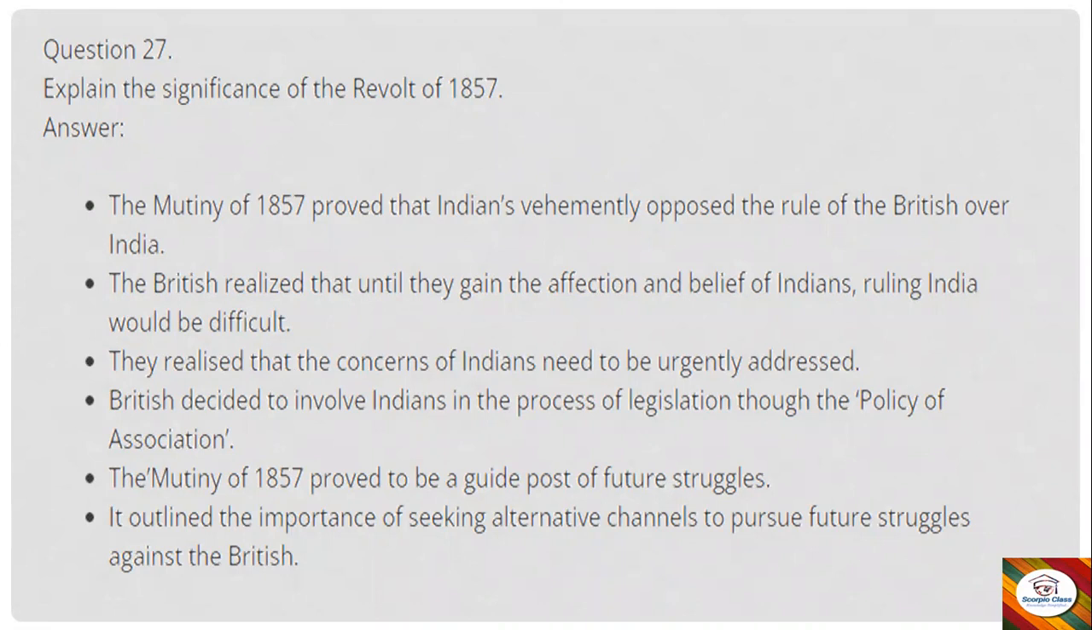The mutiny of 1857 proved that Indians vehemently opposed the rule of the British over India. The British realized that until they gained the affection and belief of Indians, ruling India would be difficult. They realized that the concerns of Indians needed to be urgently addressed. The British decided to involve Indians in the process of legislation through the policy of association.